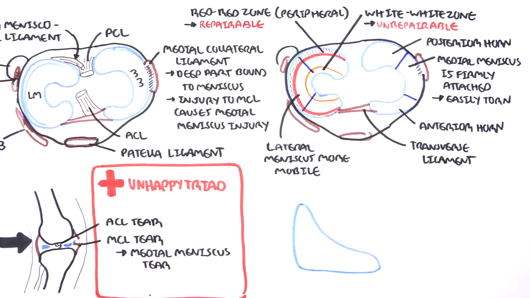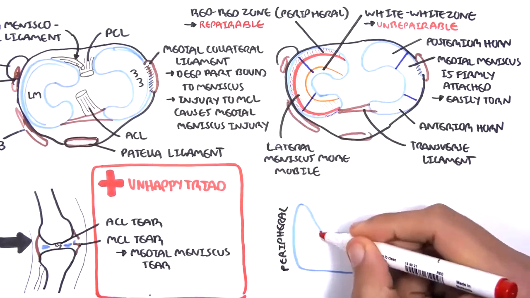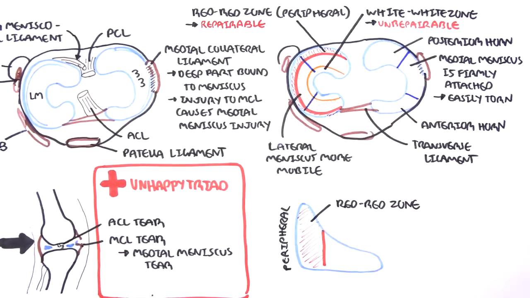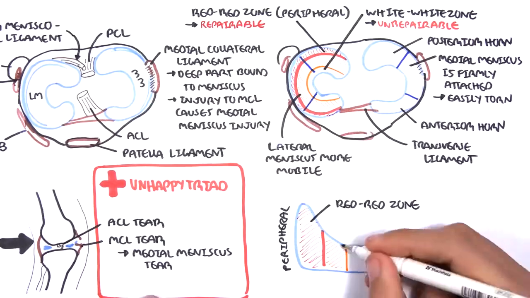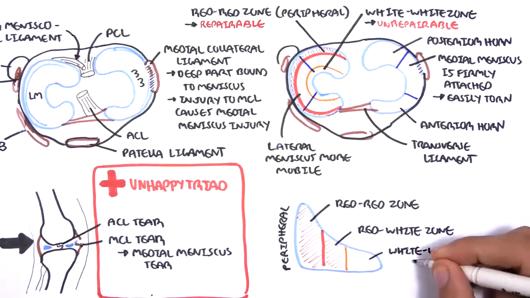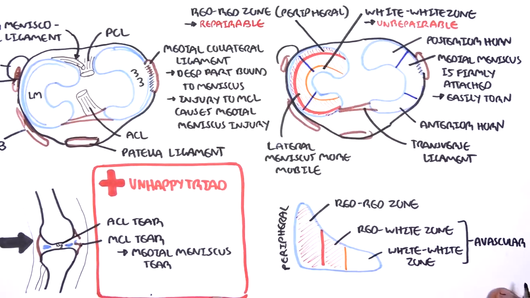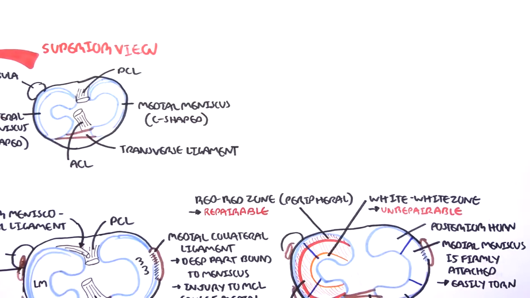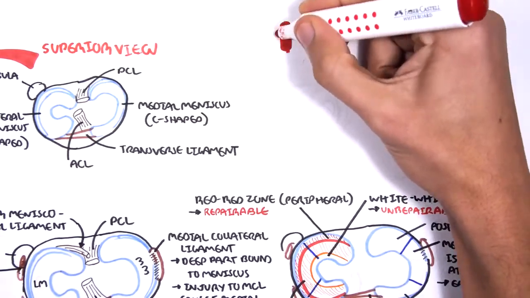Let's now look at the meniscus from a different view. Let's cut a slice of the meniscus from the side and look at it from that angle. Here again is your peripheral third, the red zone. The middle third is called the red-white zone, and the inner third is the white zone. The red-white zone and the white zone are classified as avascular. Damage to this part of the meniscus means that repairing it is meaningless, and so removal would be the best option if patients are symptomatic. What I mean by this is if the damage causes pain.